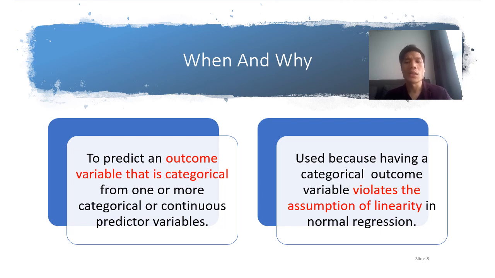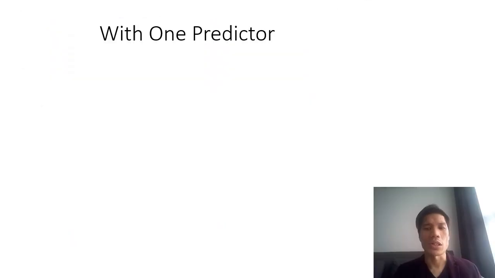Now, it is used because your categorical outcome violates the assumption of linearity when you do the normal multiple linear regression, which is one of the five classical linear regression assumptions. It violates the assumption of linearity, which is why we need to use logistic regression.